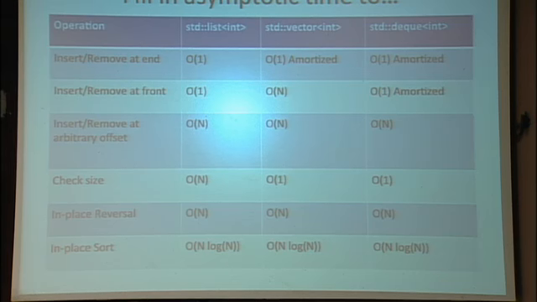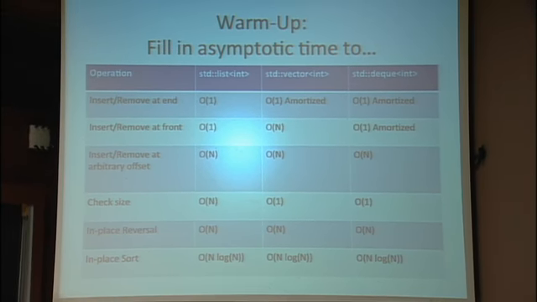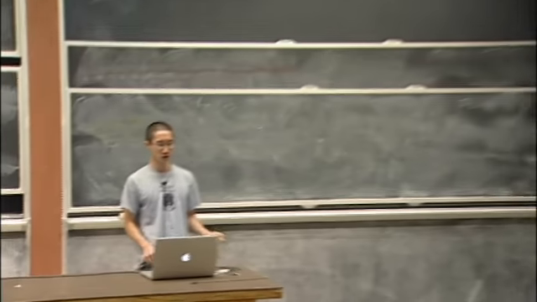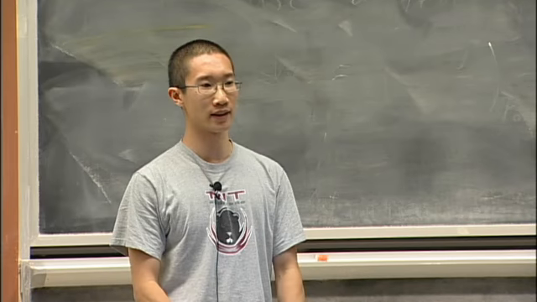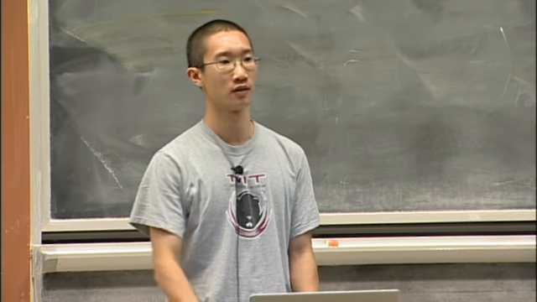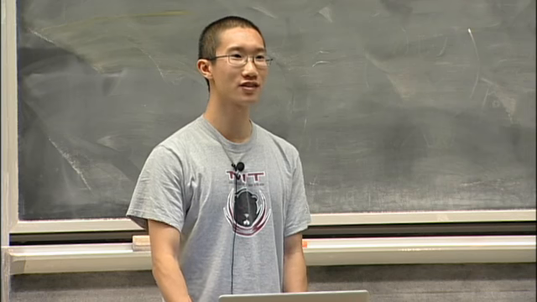Yes? So is list like a doubly linked list? A standard list is, in fact, a doubly linked list. So it supports both forward and reverse traversal. There's a standard slist, which is a singly linked list, and it only supports forward traversal. Any other questions?